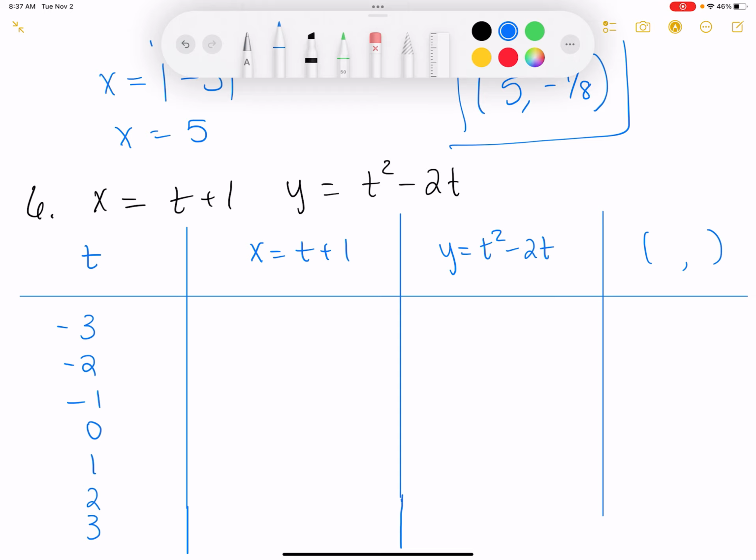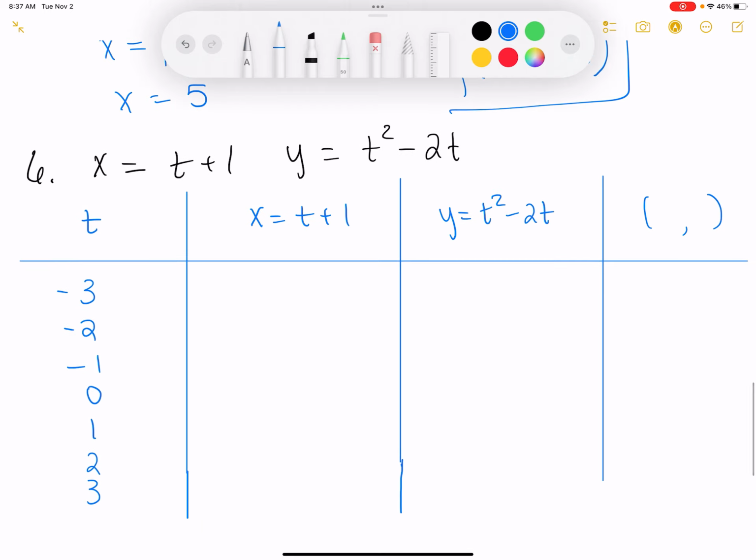Alright, so it's still really simple. You're just plugging each number in to its respective equation. So negative 3 plus 1 is negative 2. Negative 2 plus 1 is negative 1. Negative 1 plus 1 is 0. 0 plus 1 is 1, 1 plus 1 is 2, 2 plus 1 is 3, 3 plus 1 is 4. I'm so glad we can do basic math.